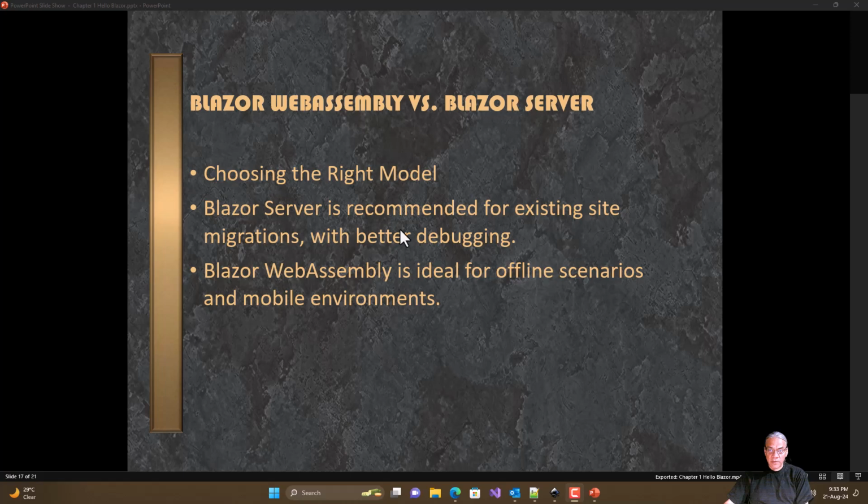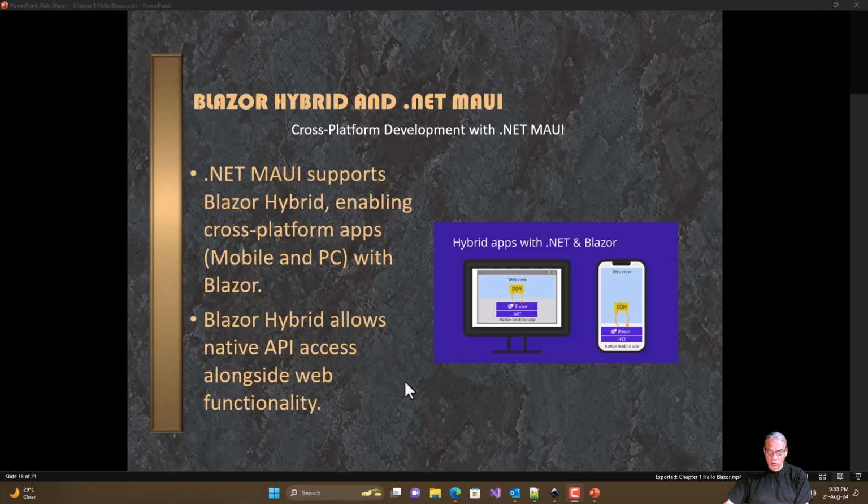So you can pick the best mode. Blazor server is recommended for existing site migrations because it's a little easier to debug. WebAssembly is ideal for offline scenarios, mobile environments, and really it comes down to how many people you're serving. If you need to scale up to a really large number of clients, WebAssembly is your preferred mode.